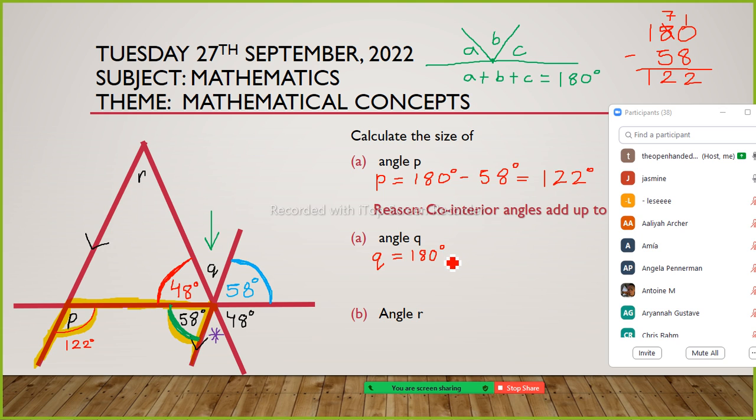You have two A's. It's supposed to be ABC. Why do I have two A's? This is A, B, C. No, I mean the angle. Okay, okay. Thank you.